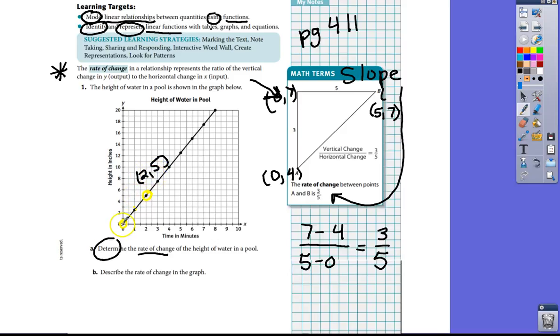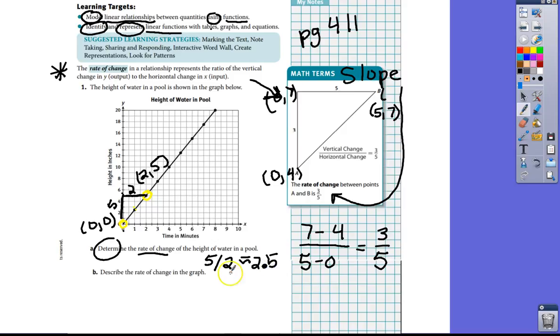The second point over here is 0, 0. Okay, we want our vertical change over our horizontal change, so we'll do the vertical first and the horizontal. Our vertical, we're going from 0 to 5, so that's going to be 5. Our horizontal, we're going from 0 to 2, so that's going to be 2. We put our vertical on top, so 5 over 2, which simplifies to 2.5.